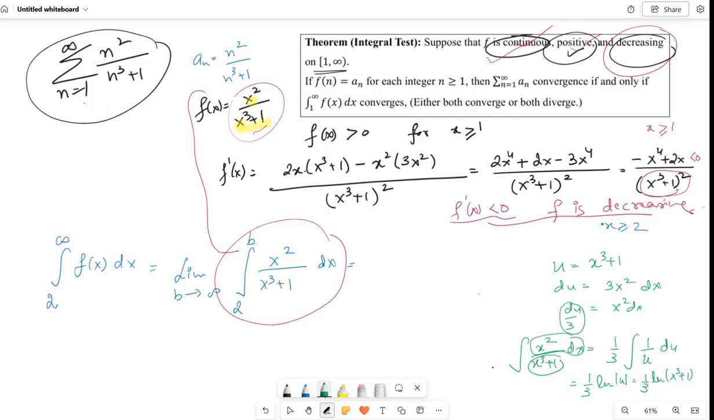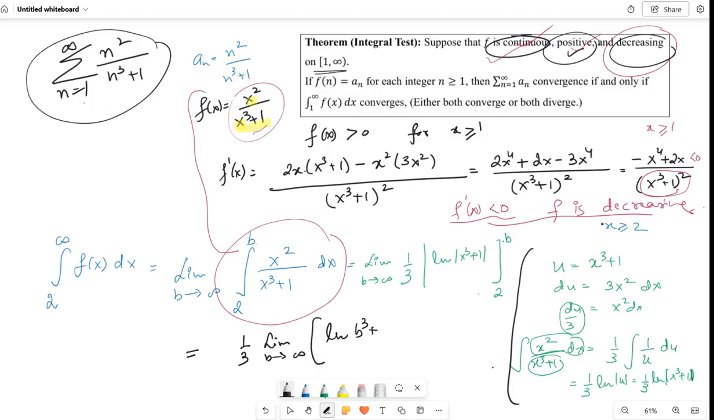I don't really need to put the absolute value bars because this is a positive number for 2 onwards, okay? So that means what I'm saying here is the limit as b approaches infinity of 1 by 3 log of (x cubed plus 1) from 2 to b. Okay, what do we have? We put the upper limit minus the lower limit, 1/3 limit as b approaches infinity of log of (b cubed plus 1) minus log of, when you put 2 in there, 2 cubed plus 1, which is 9.